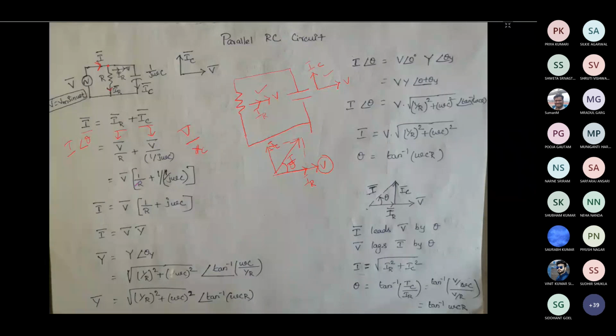Now this V is common, so you take it outside. Once we take V outside, we will be getting 1 by R plus J omega C. So this J, we have taken it to the numerator, so that is coming as J omega C. Now already we have seen yesterday, this Y is nothing but the admittance. In yesterday's class, we saw about the parallel RL circuit. So we got 1 by R plus 1 by J omega L as admittance. Here we are getting 1 by R plus J omega C as admittance.